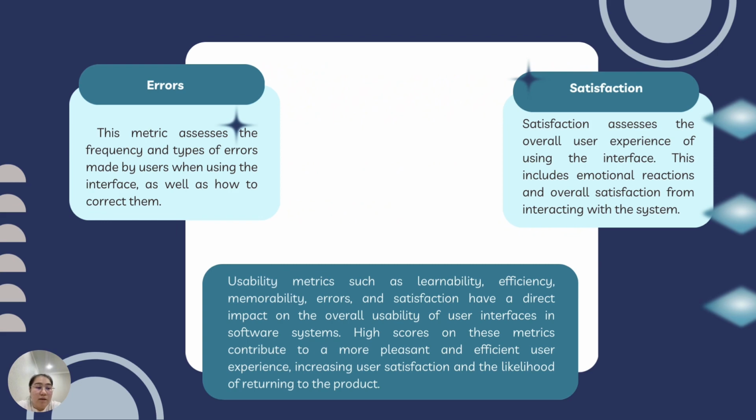Next is errors. This metric assesses the frequency and the types of errors made by users when using the interface, as well as how to correct them. Next is satisfaction. Satisfaction assesses the overall user experience of using the interface. This includes emotional reactions and the overall impression from interacting with the system.